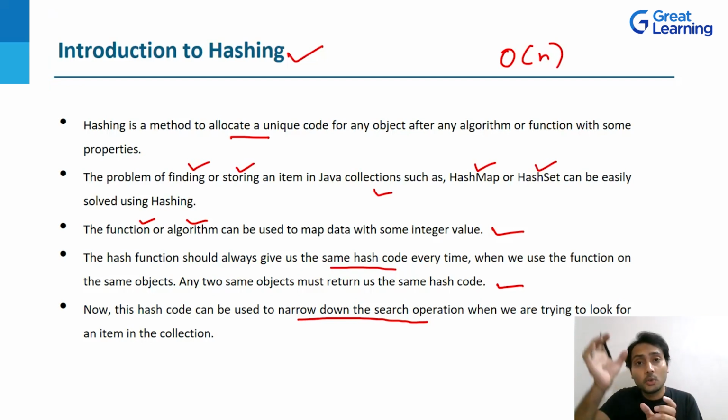All the hash codes are stored in a hash table. So whatever value you want to search, you get access to the hash code. You can directly go to the table and access that particular location using the hash code. So this will narrow down your search operation and other operations as well. Fine. So I hope with this you have understood the introduction to hashing part.